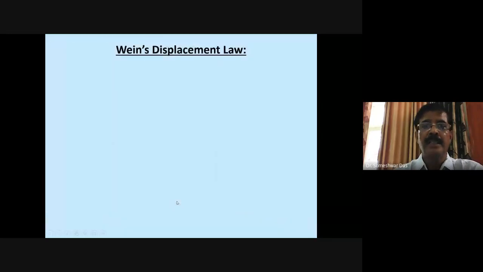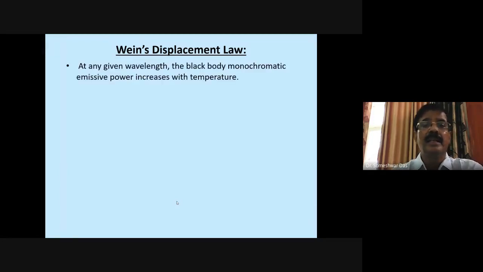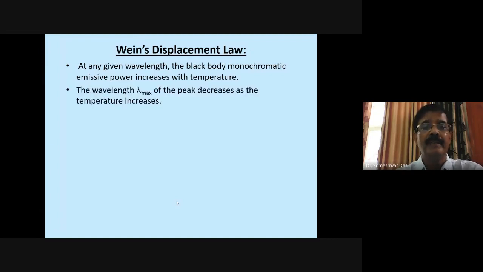Then Wien's displacement law. Again, you have already studied about this law, but we will once again review it. It says that at any given wavelength, the black body monochromatic emissive power increases with temperature. The wavelength lambda max of the peak decreases as the temperature increases. We have seen in the previous curve also the same thing, right? The lambda max, the maximum wavelength, decreases as the temperature increases.